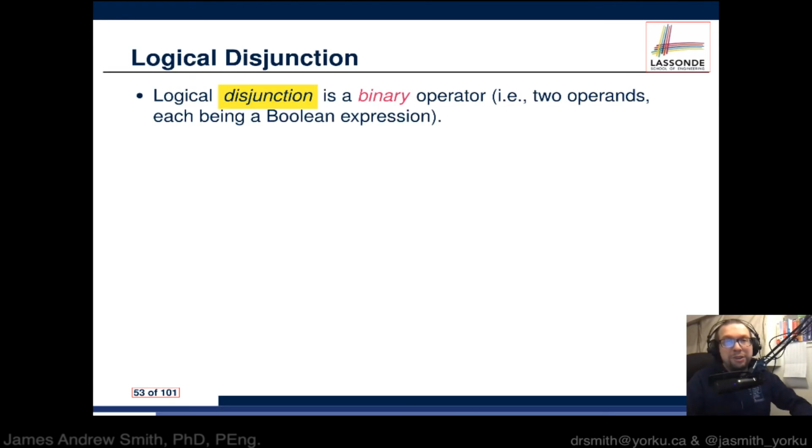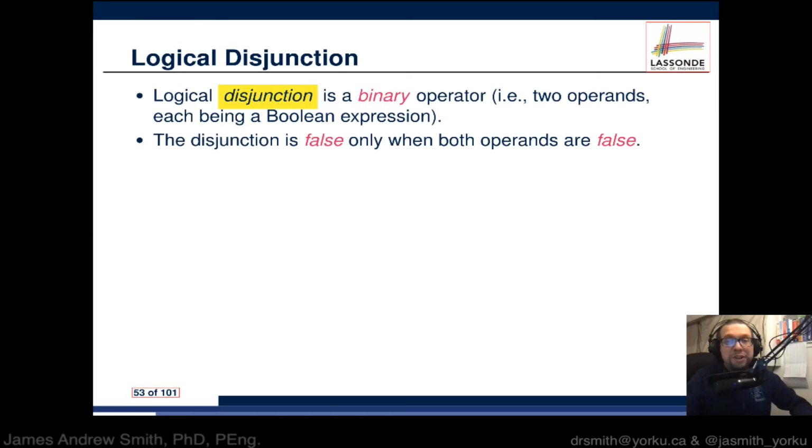Here's a logical disjunction. A logical disjunction is a binary operator, again, like with the AND. Okay, so a logical disjunction is what we often refer to as an OR. It has two operands, each being Boolean expressions. The disjunction is false only when both operands are false. If one of the operands is true, then their disjunction is true.